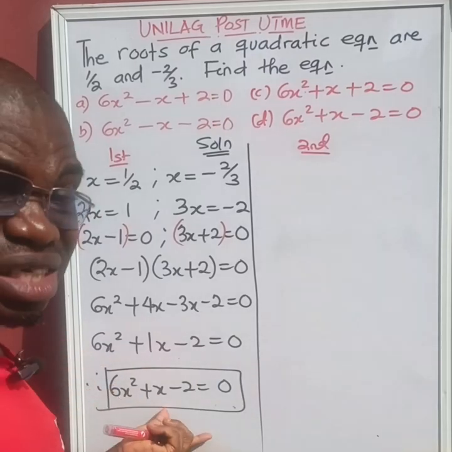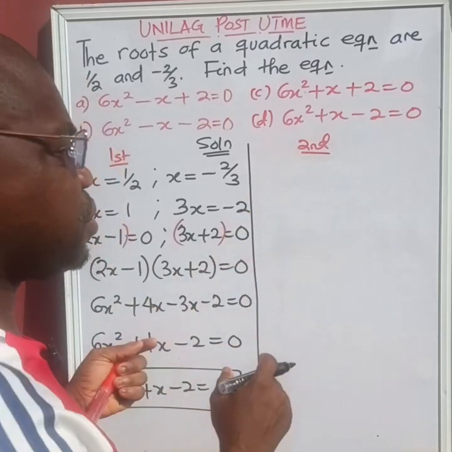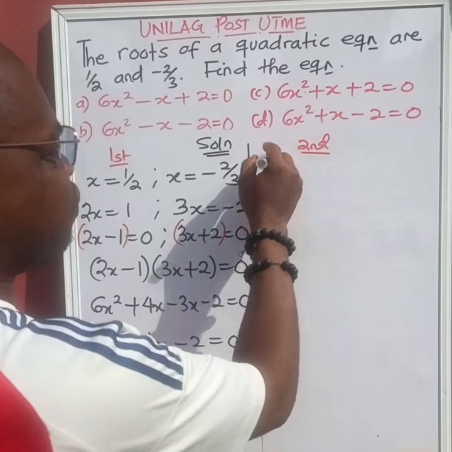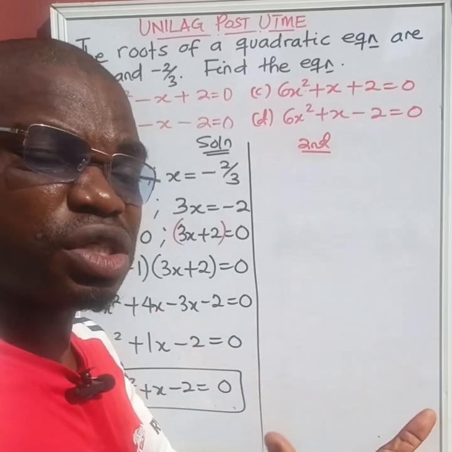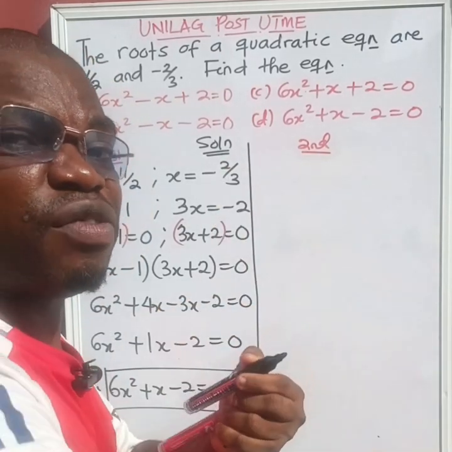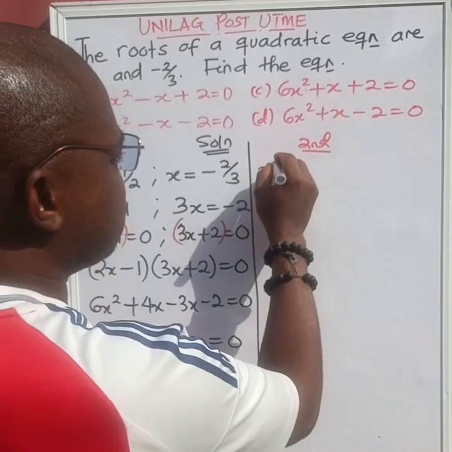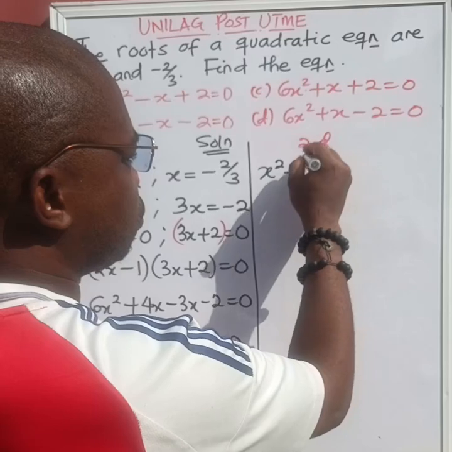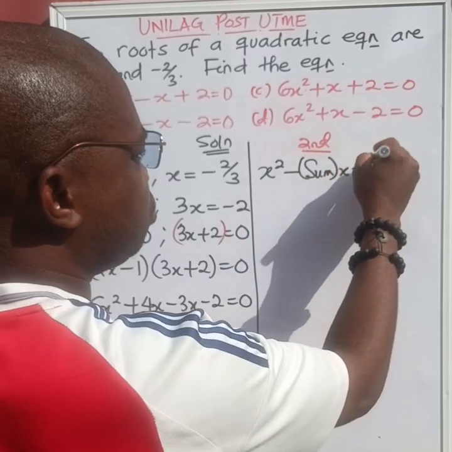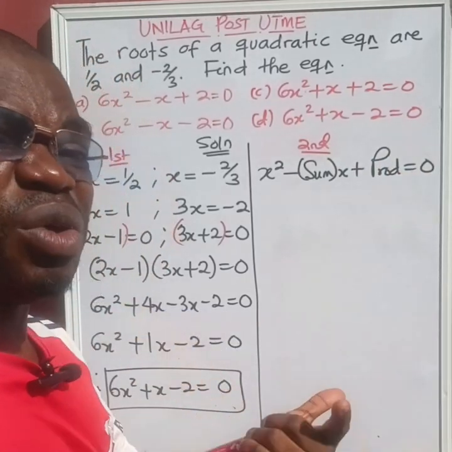That's method 1. If you like this method, good for you. If you don't like it, you can use the second method, which is the formula method. The formula method says that if you have two roots of an equation and you're given the two roots, you can apply the formula directly by getting the sum and the product. And what does that mean? It means that x squared minus the sum of the roots multiplied by x plus the product equals 0.